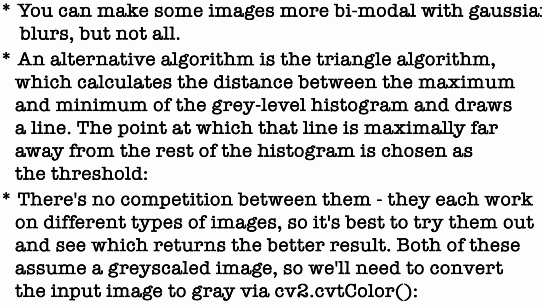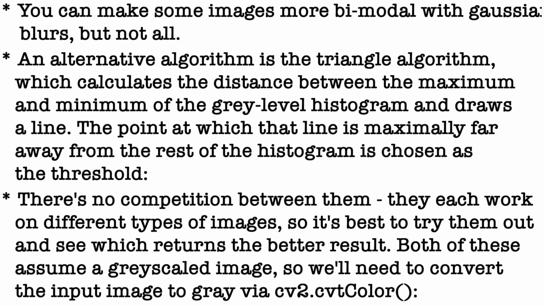An alternative is the triangle algorithm, which calculates the distance between the maximum and minimum of the gray level histogram and draws a line. The point at which that line is maximally far away from the rest of the histogram is chosen as the threshold. There is no competition between them. They each work on different types of images. So it's best to try them out and see which returns the better results.